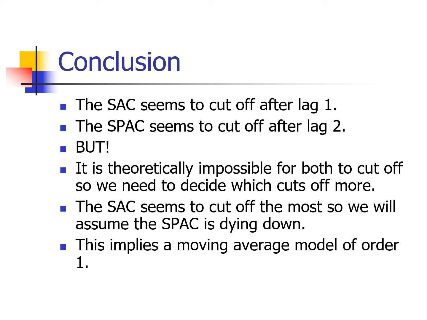Like I said, SAC seems to cut off after lag 1. SPAC maybe seems to cut off after lag 2, but that's impossible. To me, the SAC seemed to cut off the most. The SAC went from 1 to nothing pretty quick, whereas the SPAC went from 1 to 2 and seemed like a little bit of a dying down, and then from 2 to whatever. So the SAC seemed to cut down the most. And if you go back to our notes from the previous PowerPoint, you'll see that that implies a moving average model of order 1.